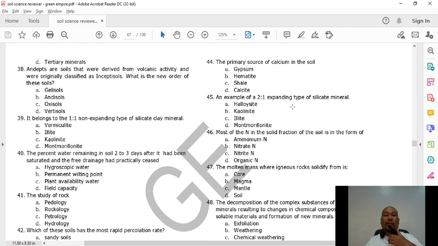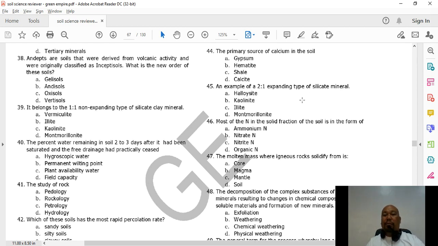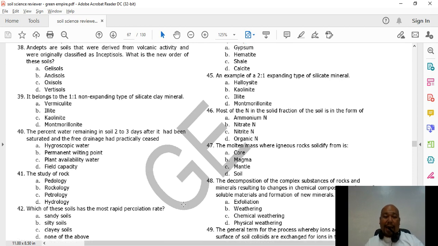Number 45. An example of a 2-1 expanding type of silicate mineral. I'm not sure about that. You can ask Ma'am Renny Jane. I'm just trying to hit that number. We are at 34 minutes, so it's time to stop. I'll give you another installment. Thank you. See you next time.